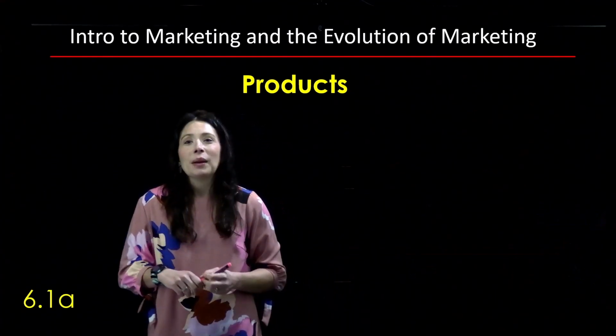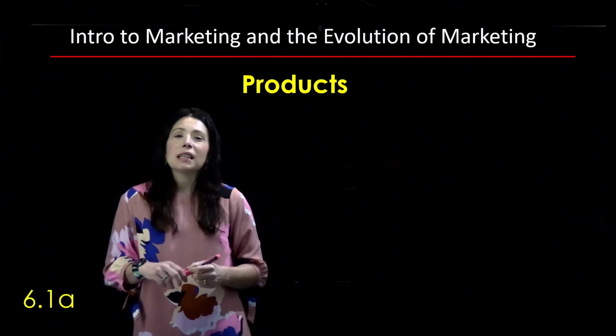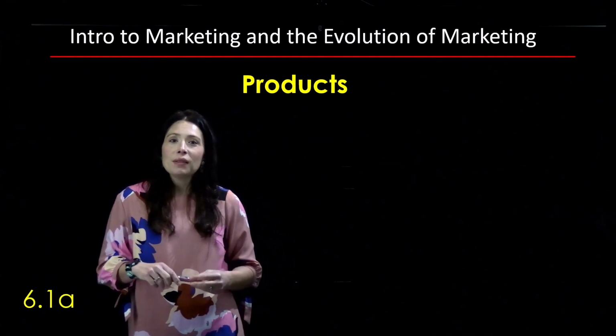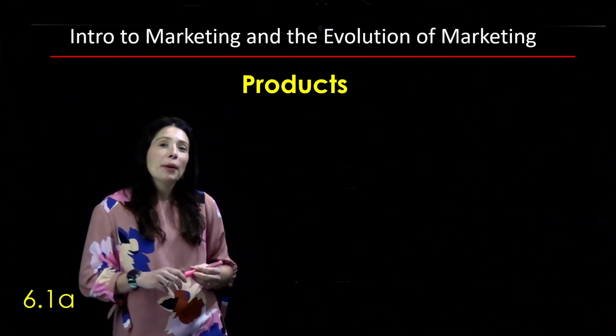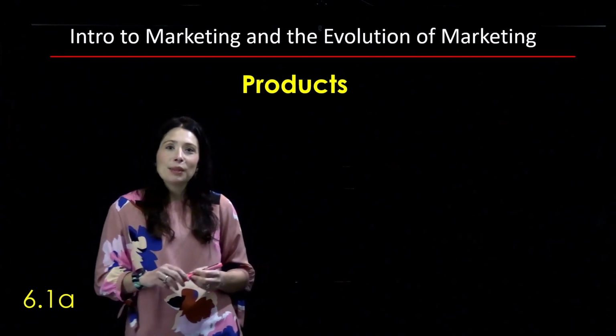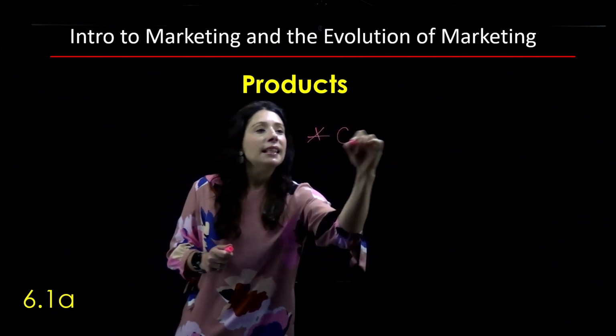Now, products also have classifications. They can be classified as consumer or industrial products, but for the nature of this discussion, we're going to focus on consumer products. Consumer products are further broken down into subsets. Number 1 is convenience.